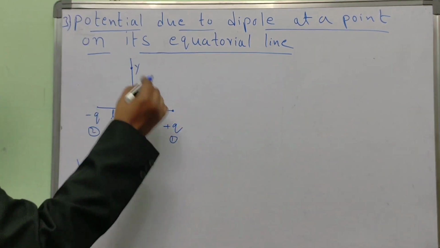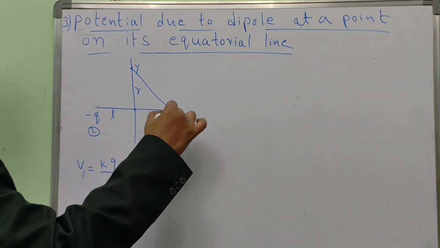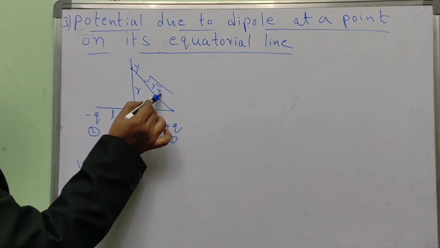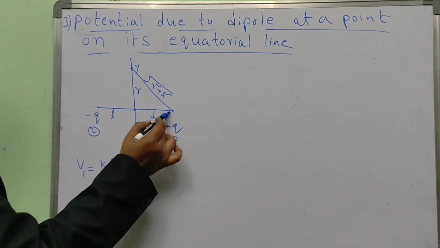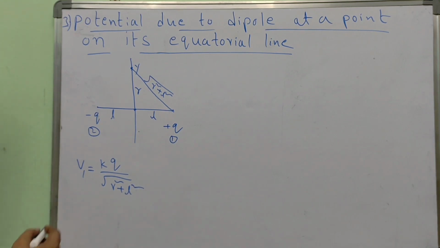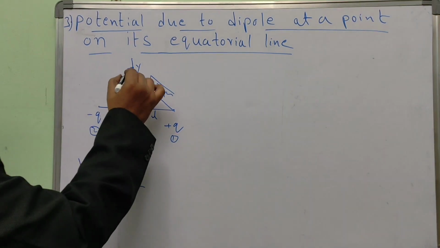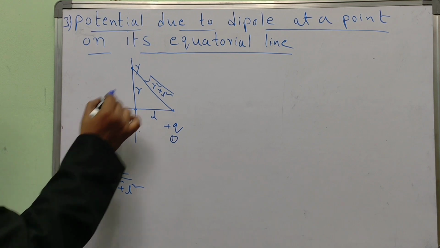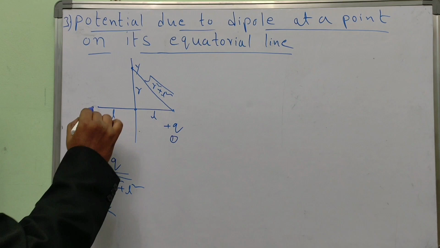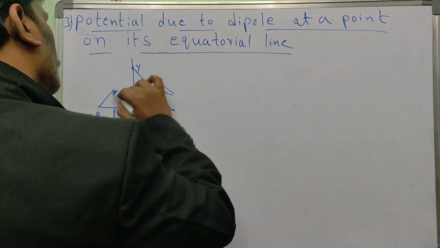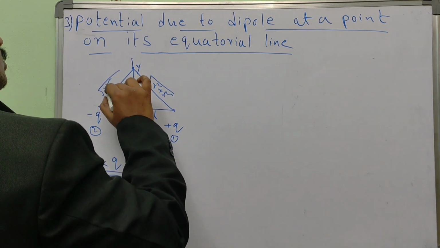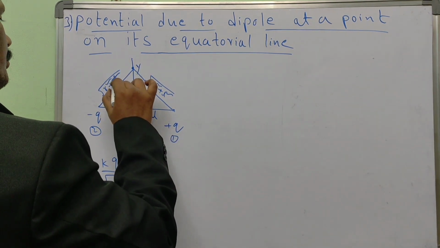What is the distance of the point from this charge? It is R, it is L. From the Pythagoras theorem, this is root of R square plus L square. So the distance of the point from the charge is root of R square plus L square. That is V1. Now I am going to calculate potential at this point Y because of the negative charge. V2 is equal to K into, what is the distance of the point from the negative charge? Same distance: root of R square plus L square.